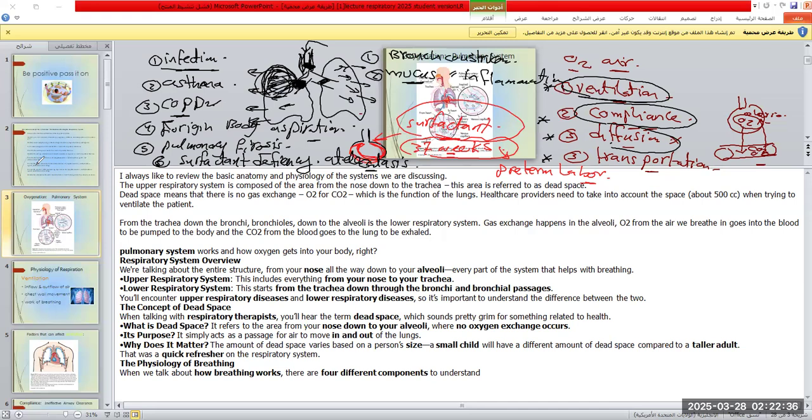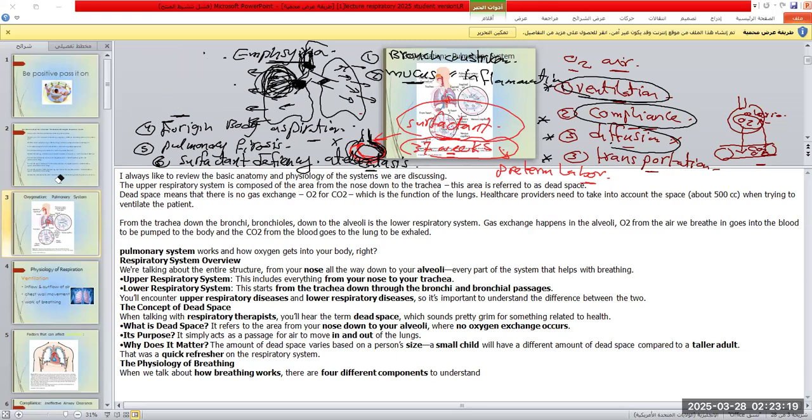What else can you think of? There is something named emphysema. Emphysema means that our alveoli lost their elasticity. So there is no elasticity, there will be no expansion. So those are all the causes that can cause our compliance to be decreased: infection, asthma, COPD, foreign body aspiration, pulmonary fibrosis, surfactant deficiency, emphysema, atelectasis. What else can you think of as a cause of decreased compliance?